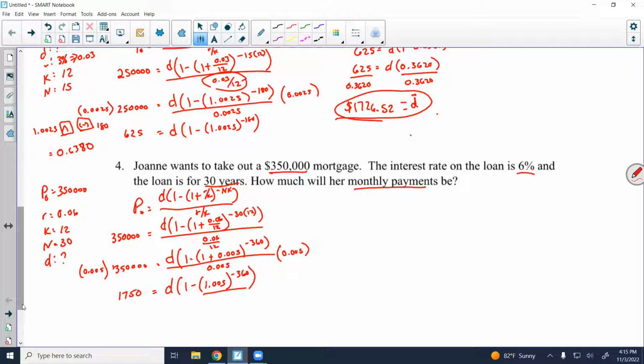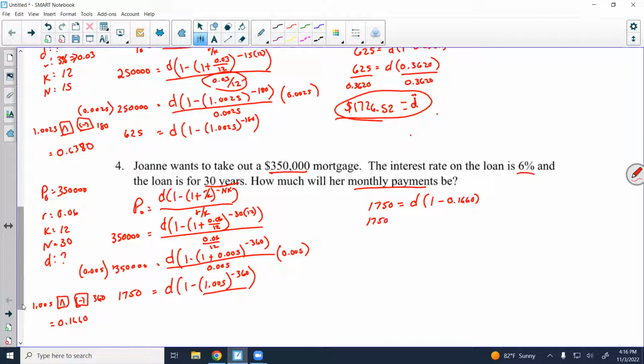Now calculate that. Again, 1.005 caret negative 360. 1.005 to the negative 360. And that gives me 0.1660. So that means my 1,750 is equal to D times 1 minus 0.1660.